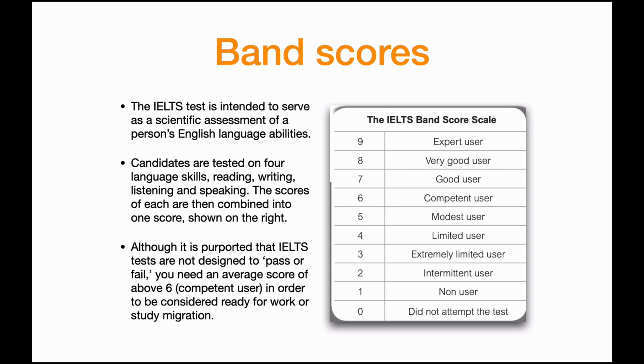Band scores. The IELTS test is intended to serve as a scientific assessment of a person's English language abilities. Candidates are tested on 4 language skills: reading, writing, listening, and speaking. The scores of each are then combined into one score, shown on the right. Although it is purported that IELTS tests are not designed to pass or fail, you need an average score of above 6, competent user, in order to be considered ready for work or study migration.